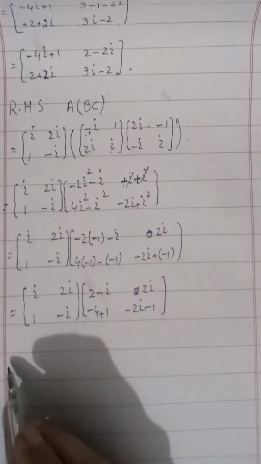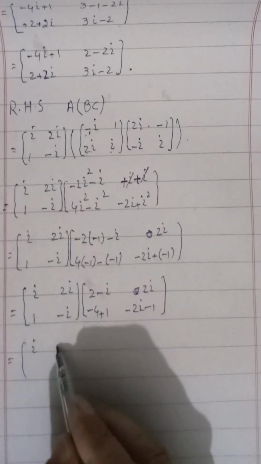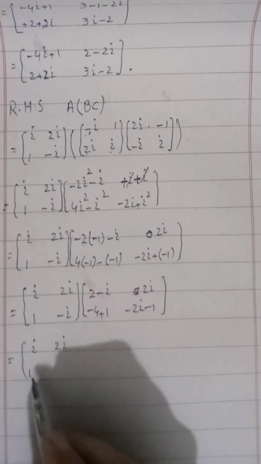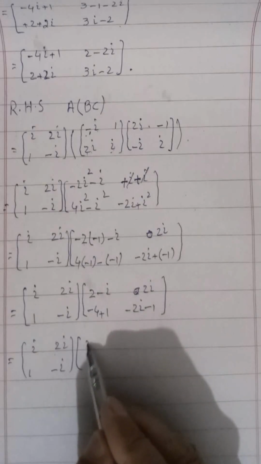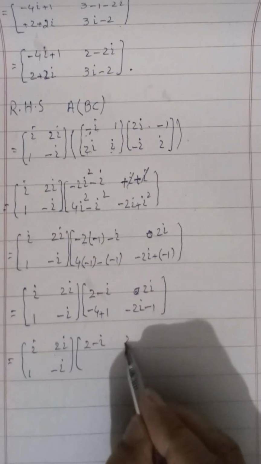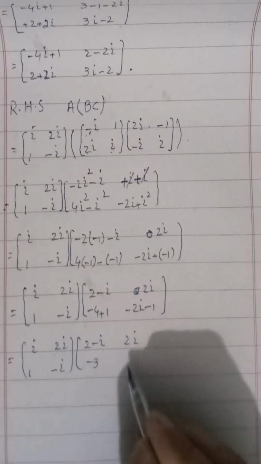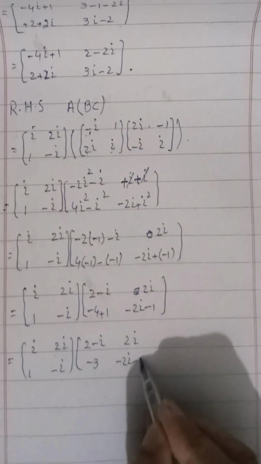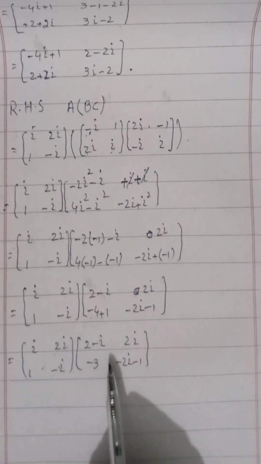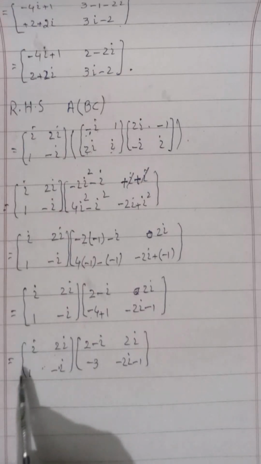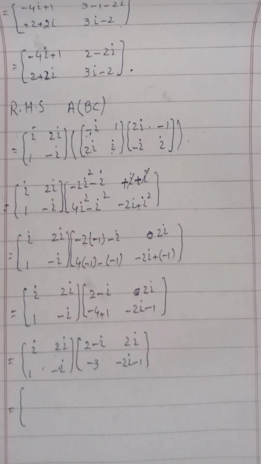Now we simplify further. We get iota, 2 iota, 1, minus iota, and here 2 minus iota, 2 iota, minus 4 plus 1 is equal to minus 3, minus 2 iota, minus 1. Now this is the matrix A and this is the product of B and C. Now we multiply these two products and get the product of A, B and C.